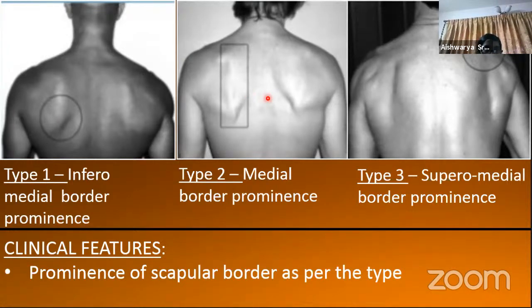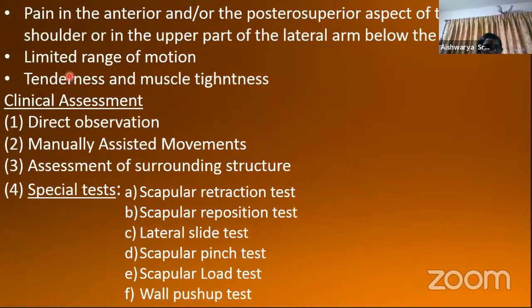Now coming to the next is the pain. Now there will be pain either in the anterior or the posterior superior or the lateral aspect of the arm. Then there will be limited range of motion. Then there will be muscle tightness as well as weakness, and there will be tenderness on palpation.